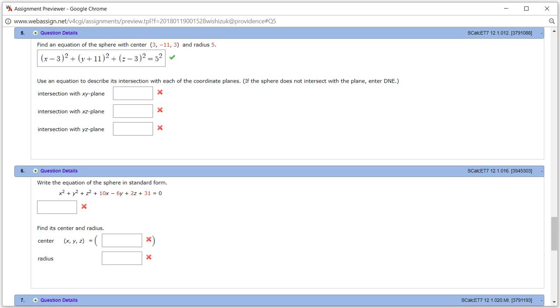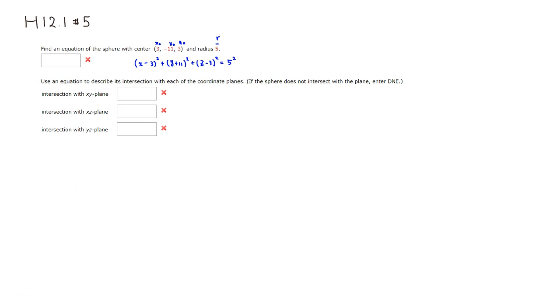Now let's look at the equations describing the intersection between this sphere and the coordinate planes. Here's how it works. We want the intersection with the xy plane. Remember that the xy plane equation is z equals 0. So we plug in z equals 0, and everything else stays the same.